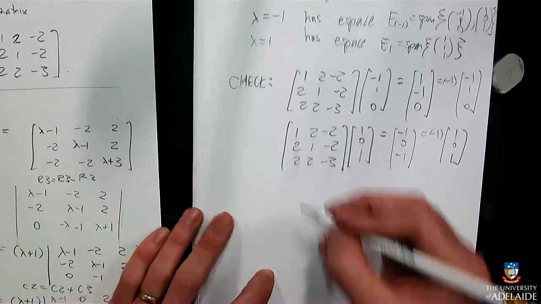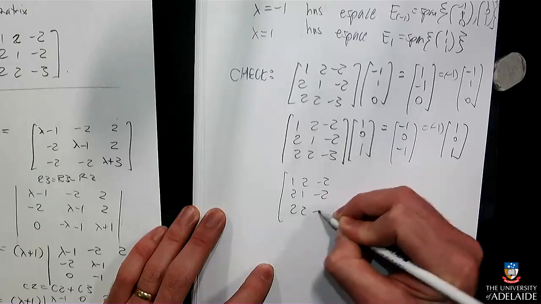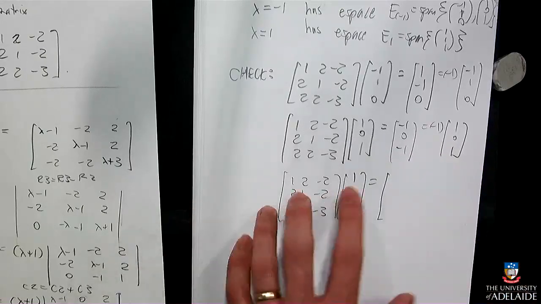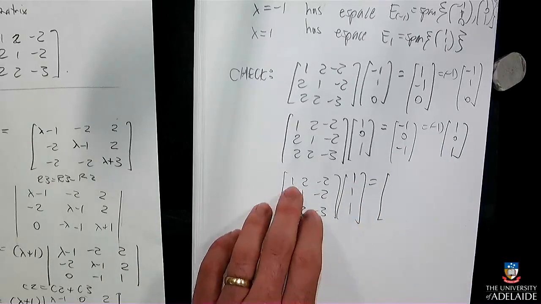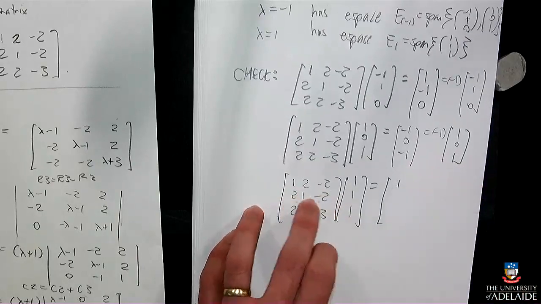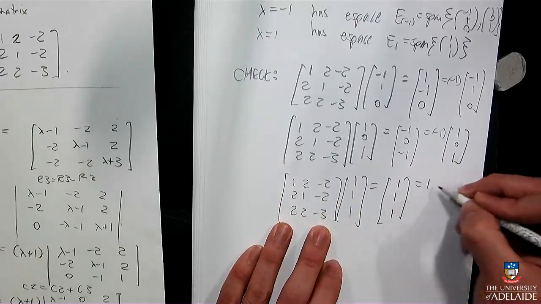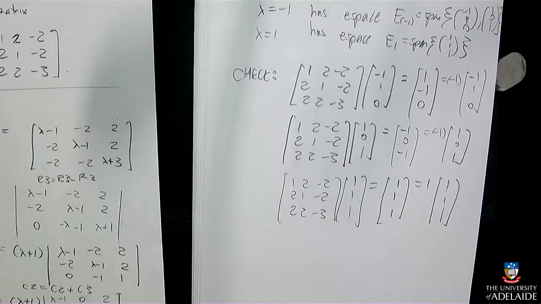And finally, 1, 1, 1 means you should add the 3 columns together. So when I add this together, I get 1. When I add this together, I get 1. When I add this together, I get 4 minus 3, which is also 1, which is 1 times 1, 1, 1. So yes, they really are all eigenvectors. I have done it correctly.